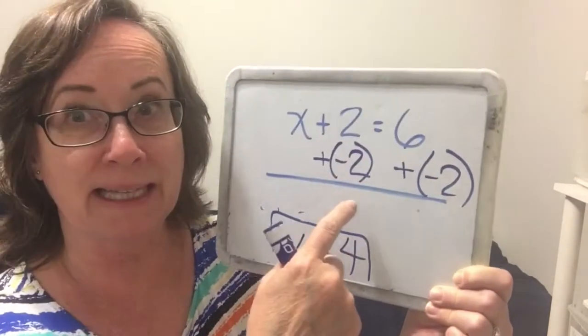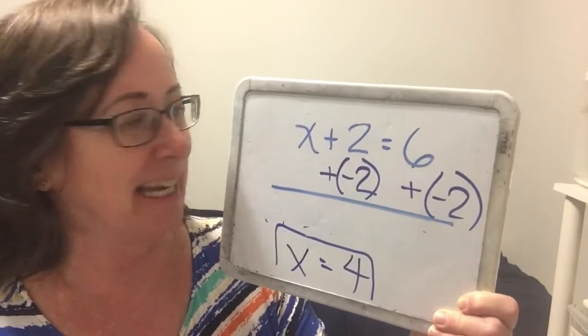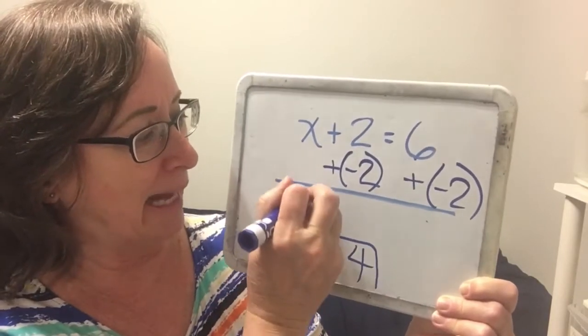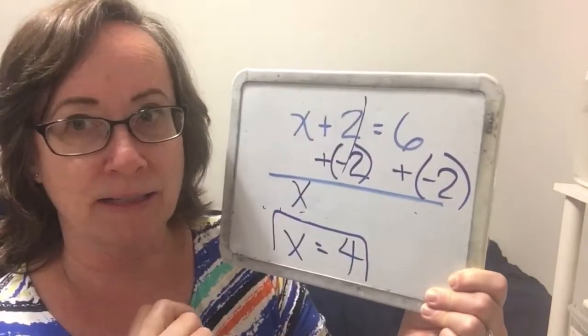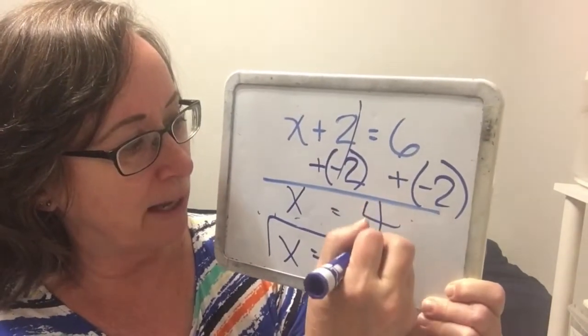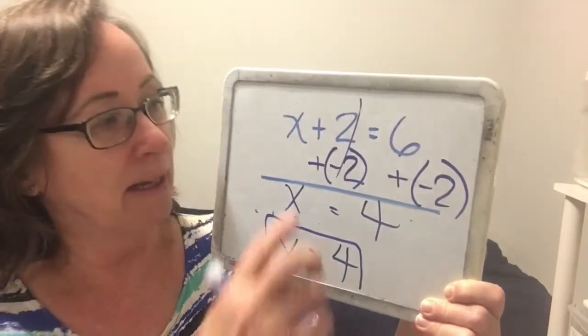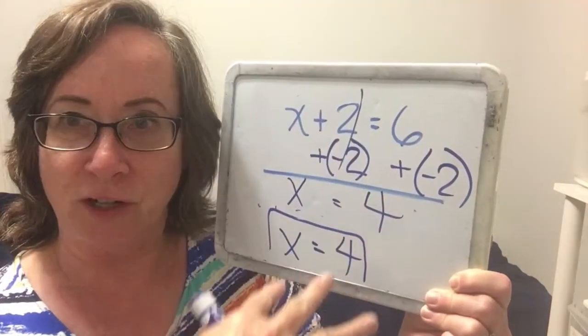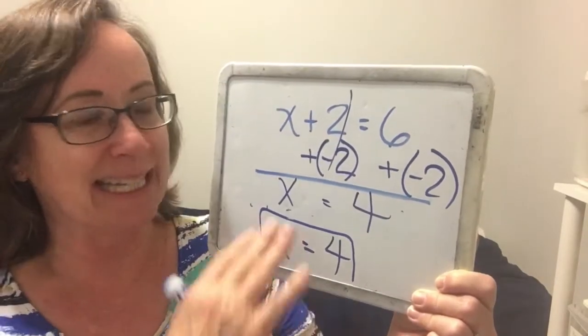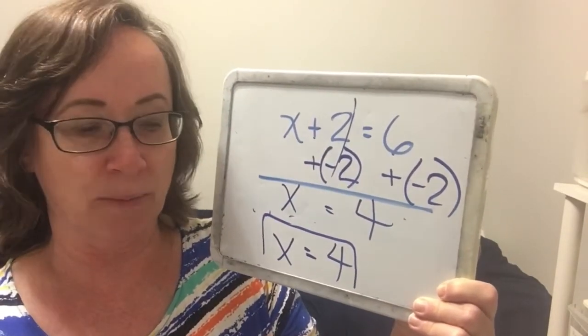So 2 plus a negative 2 goes away. It's the same thing as minus 2, isn't it? So we end up with X. This cancels out. And then over here, we have 6 plus a negative 2 is 4. We have the same answer. But the addition is vertical. And very often, it's easier for us to do this as we're working more complicated problems.